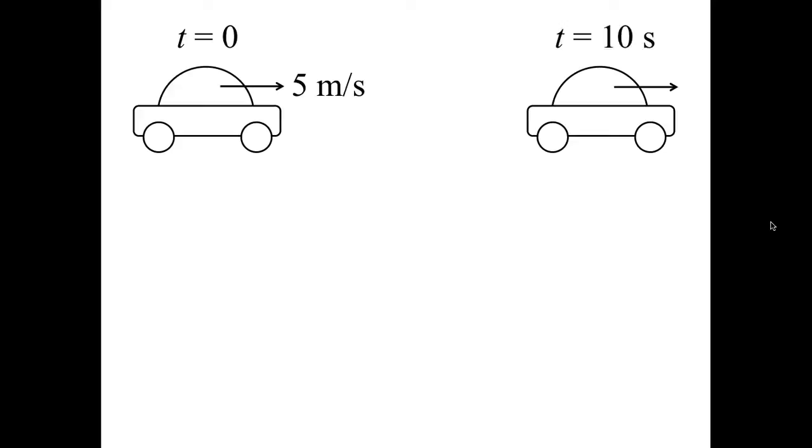Let's say you're in your car, traveling at 5 meters per second. Your friend has a timer and she starts her stopwatch. First, it shows 0. 10 seconds later, here you are, still going at 5. Your friend asks, how far did you travel?